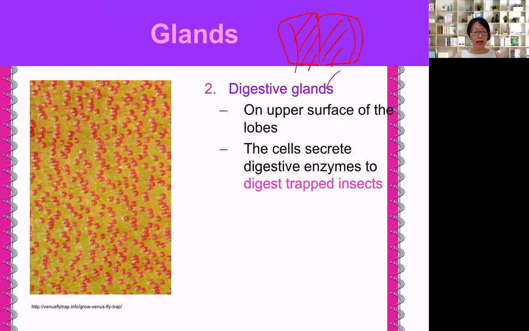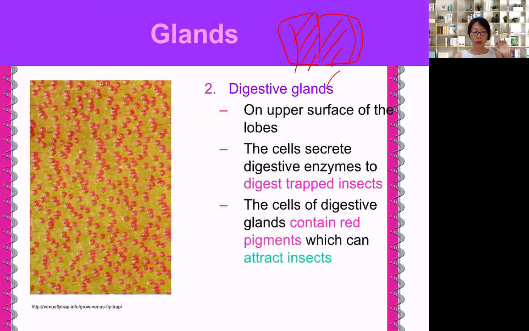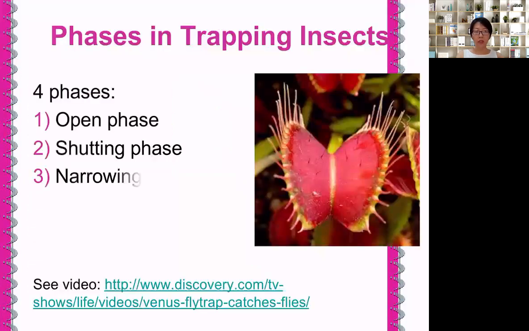So these are the cells that will eventually secrete digestive enzymes to the trapped insects. And these cells inside the cytoplasm contain red pigments. These red pigments make the two lobes look red. This red color will attract insects, just like red flowers attract insects, right? So you see the lobes here are very, very red.